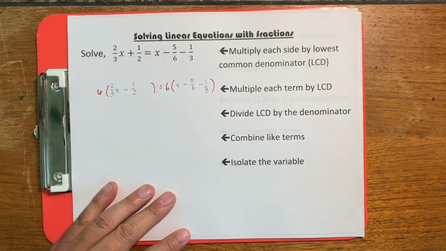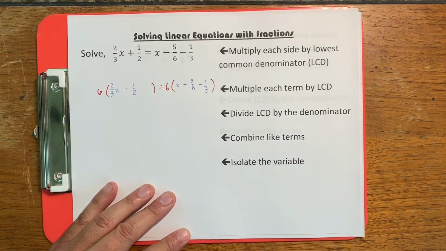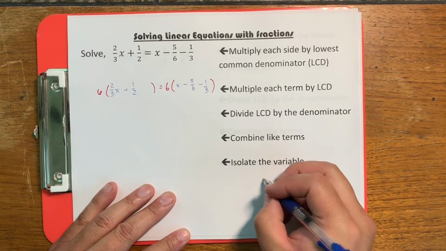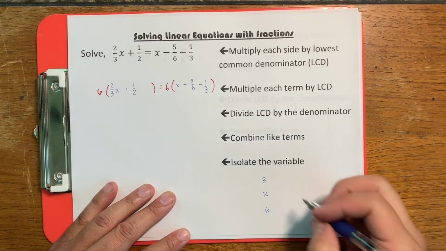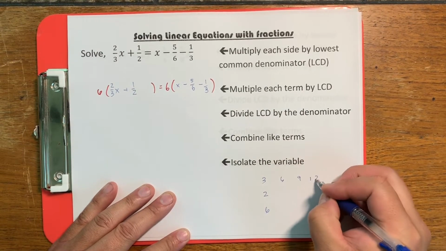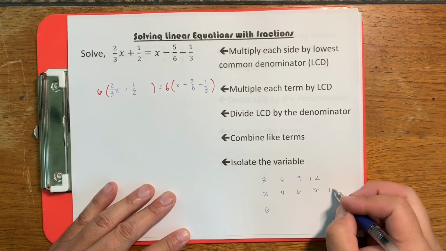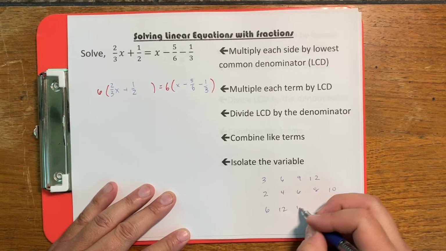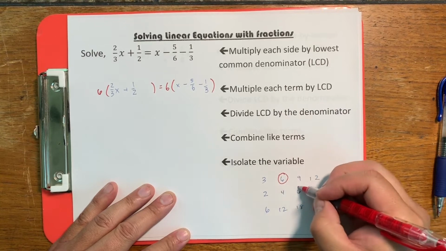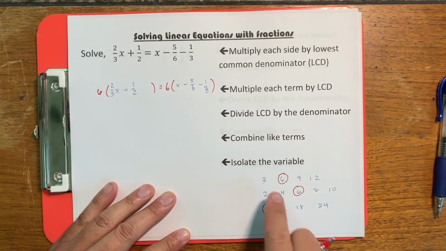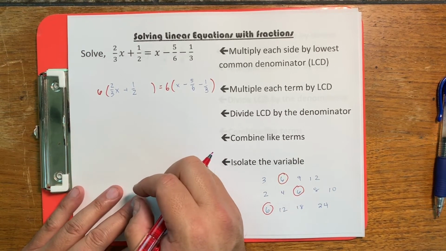One way, and kind of a quick little cheat, is to just count by all the denominators. The three denominators that I have are 3, 2, and 6. If I count by threes: 3, 6, 9, 12. By twos: 2, 4, 6, 8, 10. And by sixes: 6, 12, 18, 24. We try to find the smallest number that each one of these numbers divides into. In this case, it's 6. So that's a quick cheat.